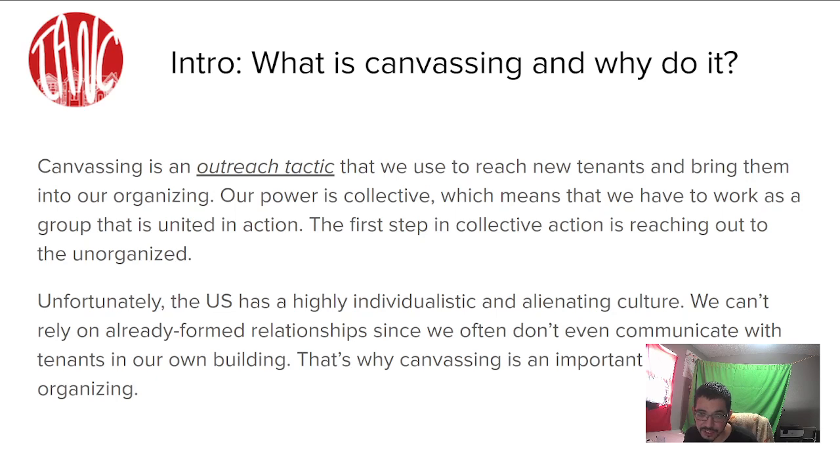Our power is collective, which means that we have to work as a group that is united in action. The first step in collective action is reaching out to the unorganized. Unfortunately, the U.S. has a highly individualistic and alienating culture. We can't rely on already formed relationships, since we often don't even communicate with tenants in our own building. That's why canvassing is an important tool for organizing. So, that's pretty straightforward, what that all means. We got to learn to communicate, essentially. We got problems as a culture, perhaps, and perhaps one of those critiques that could be had is communication, and that's what we're here for.